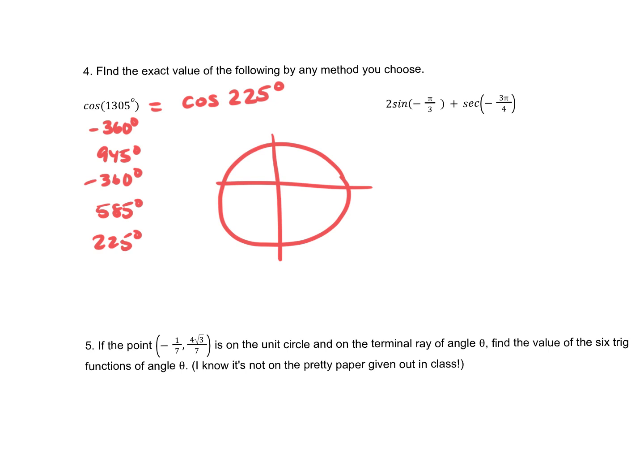So if you look at your unit circle, which I'd obviously make sure you see, 225 is over here. The point is negative radical 2 over 2, comma negative radical 2 over 2. And as always, cosine comes first, sine comes second. It doesn't really matter here because they're the same. But the first one is our answer. It's negative radical 2 over 2. So the cosine of 1305 is negative radical 2 over 2.